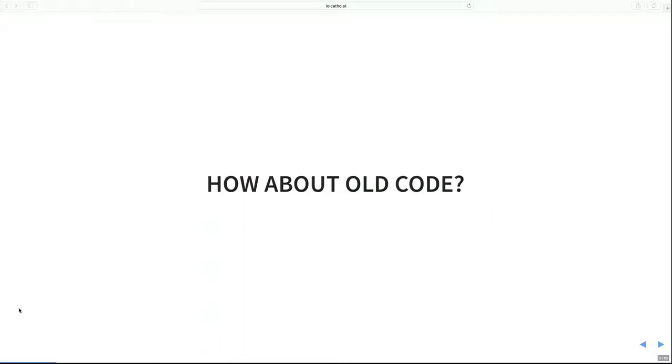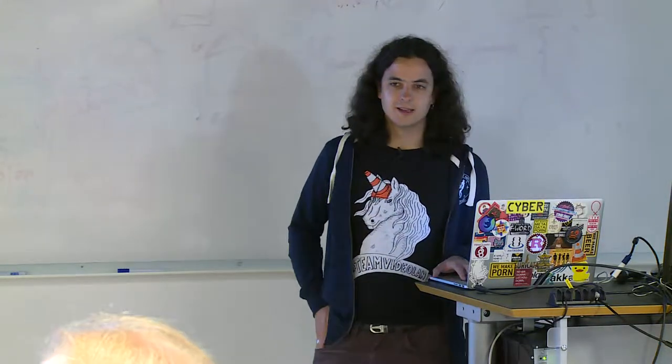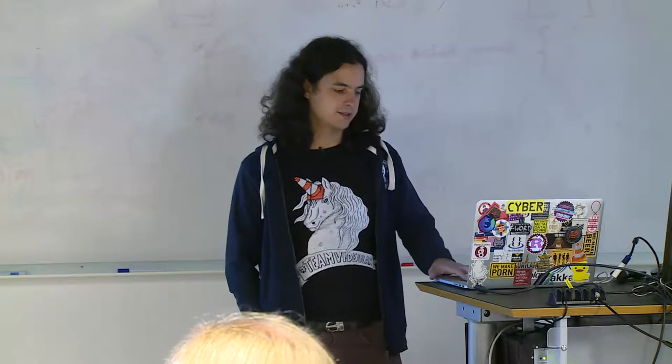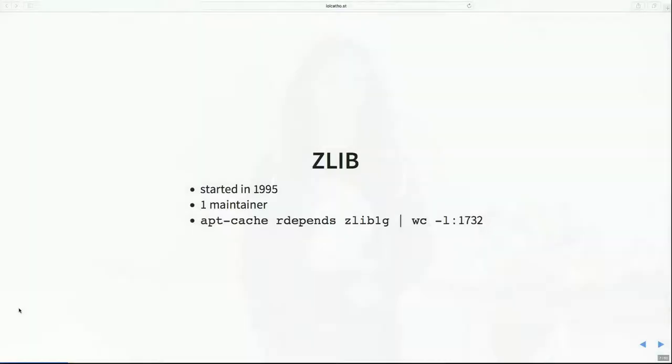But there's a huge amount of old code that we use, and it has some common patterns, like Zlib. Zlib is a compression algorithm library. It was started in 1995. There's only one main maintainer. There are a few contributors, but there's one person doing nearly all the commits.